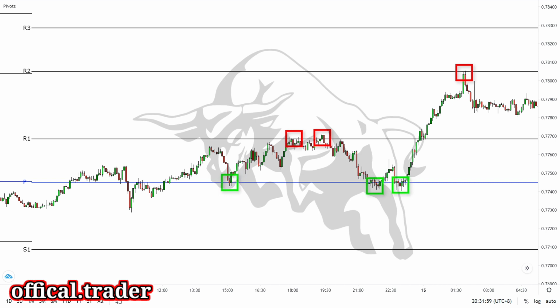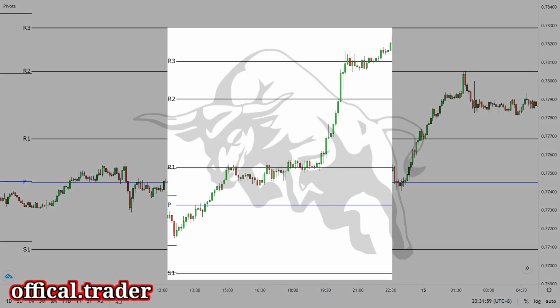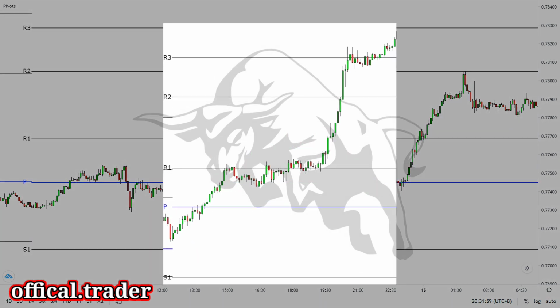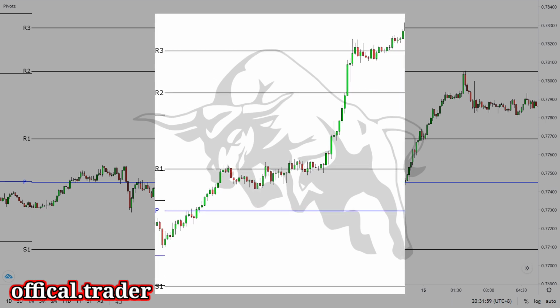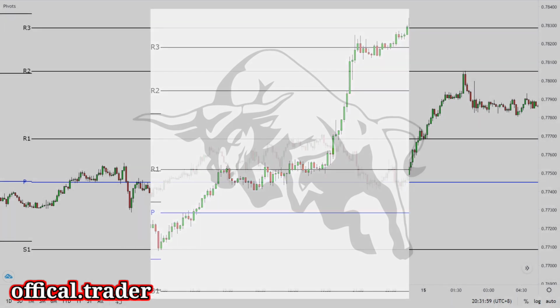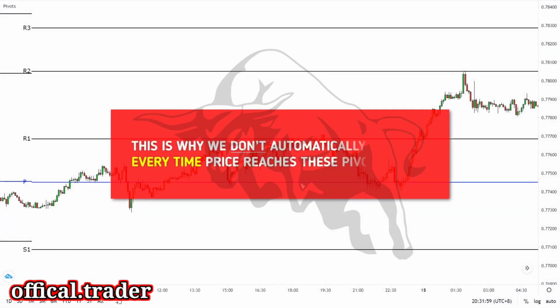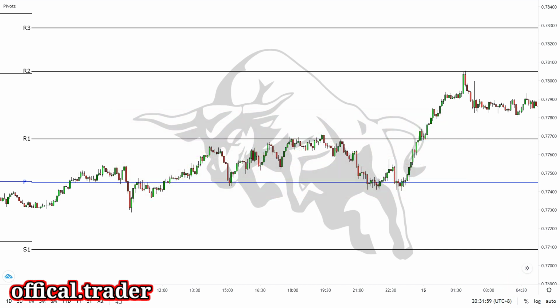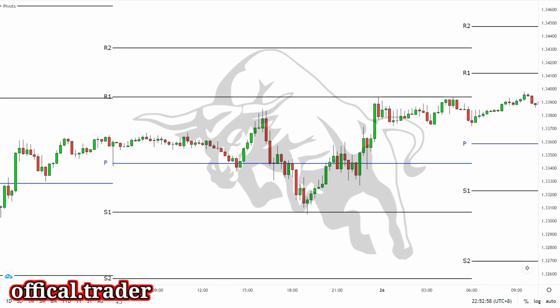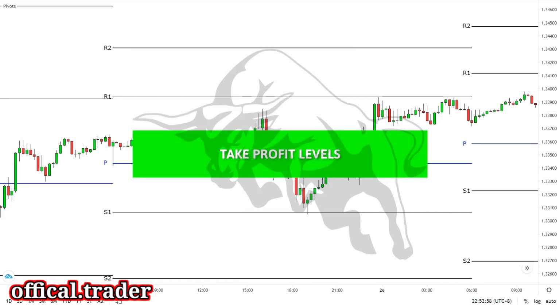But this alone is not an effective trading strategy. After all, think back to our previous example where price broke through R1, R2 and R3 all in one day. Blindly taking a sell trade each time that happened would have resulted in 3 losing trades in a row. This is why we don't automatically trade every time price reaches these pivot levels, but rather we combine pivot points with other forms of market analysis in order to increase the probabilities of our trades, which we'll go over in a second.